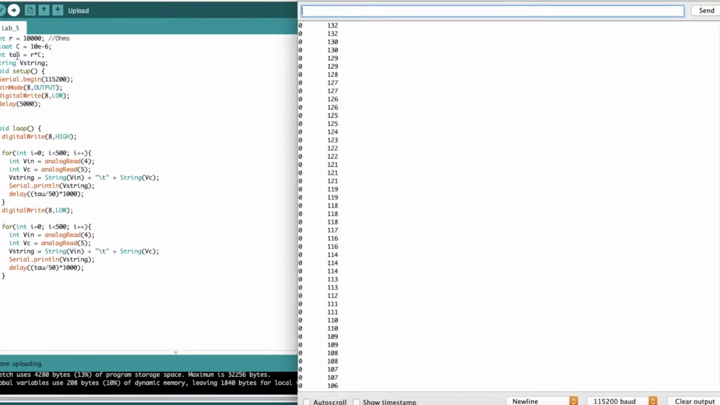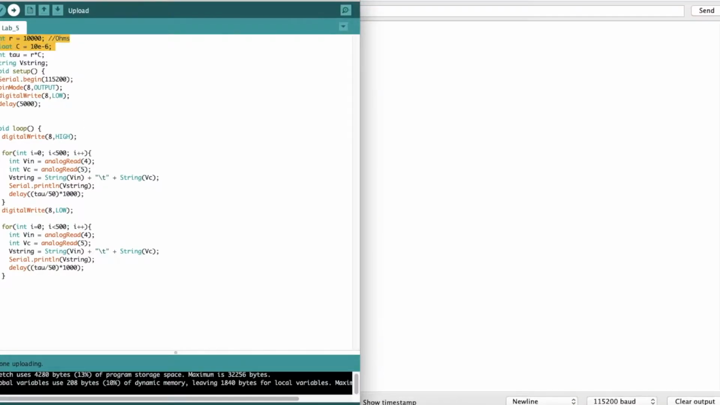So here we have our Arduino code set up with our resistor and capacitor variables and our tau, which for an RC circuit is resistance times capacitance. We have our 5-second delay, which is to discharge the capacitor fully before the loop starts. To get the loop timing right, we set up 2 for loops, one for setting the pin high and one for low. We go through this for loop 500 times so that we can get the timing of 10 tau delay between setting it high and low.